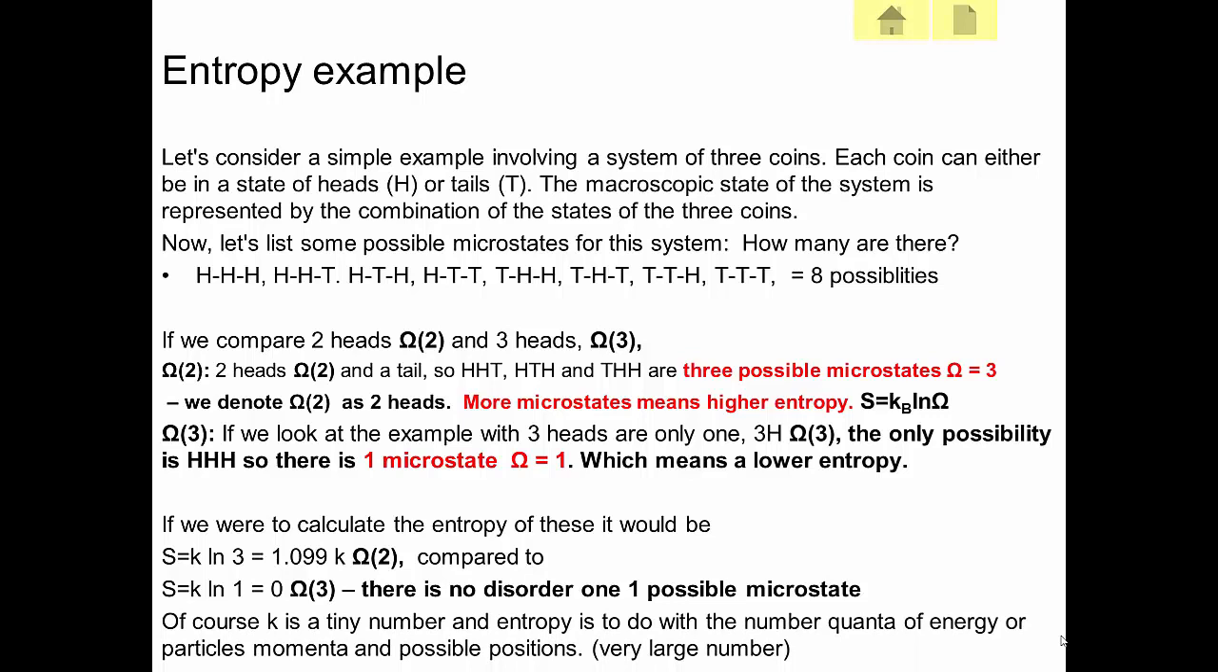So of course Kb is a very tiny number, and the entropy is to do with the number of quanta of energy or particles, and that's going to be in their millions. So yeah, we'll do some examples of calculating S.